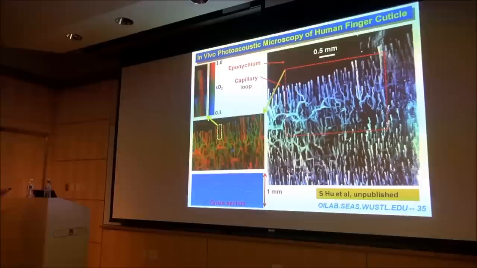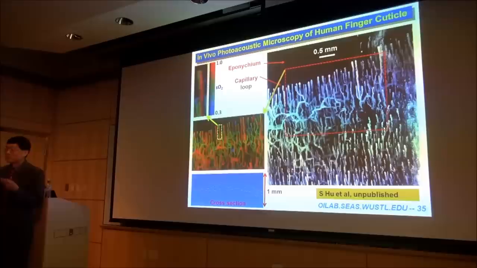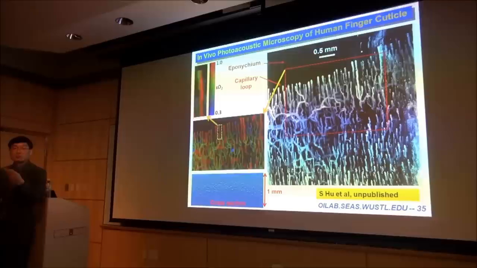You can zoom into a small one, a single capillary loop like this. You can see loops around. What's strange is that one side of the loop is highly oxygenated, and the other side has much lower oxygen saturation. The sharpest gradient is at the tip, which means most of the oxygen is released at the tip of the capillary loop. Very interesting physiology.